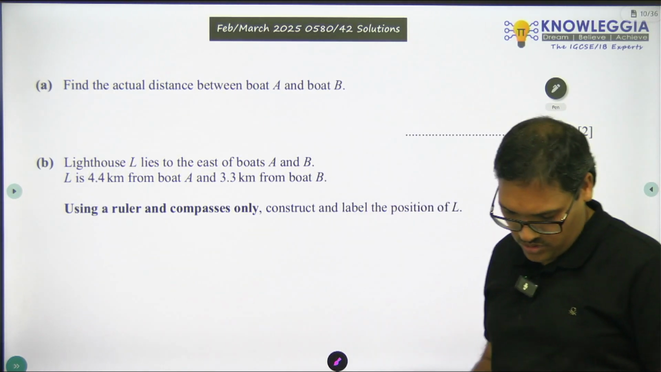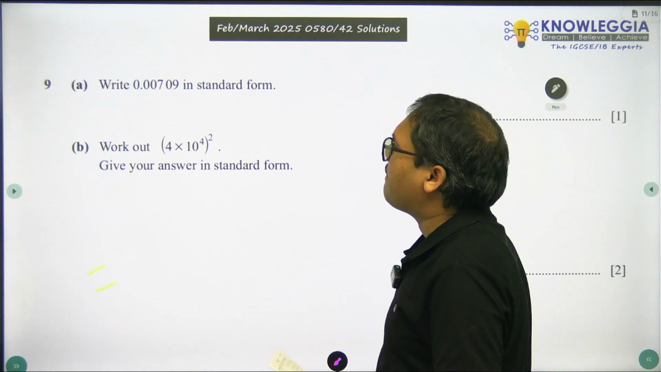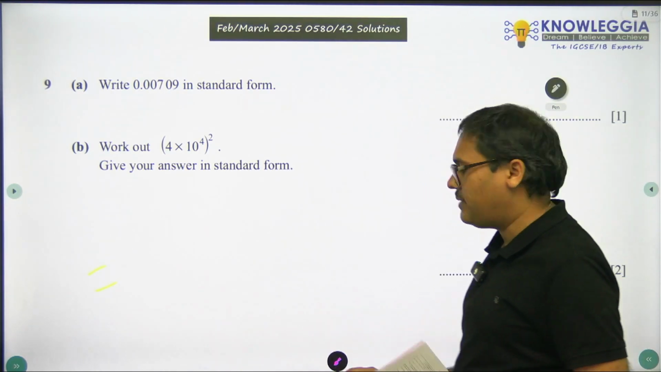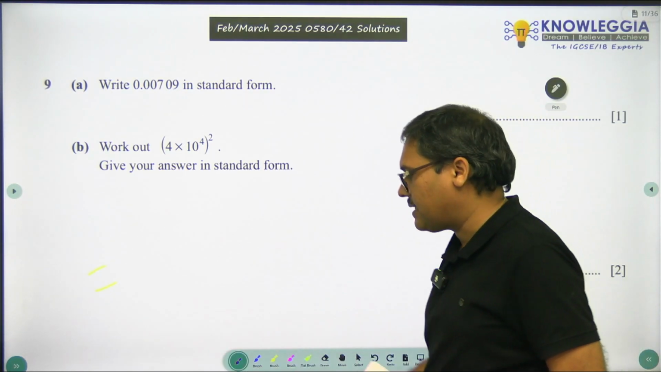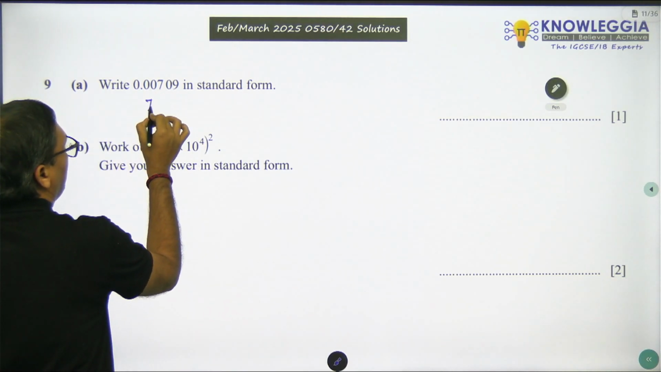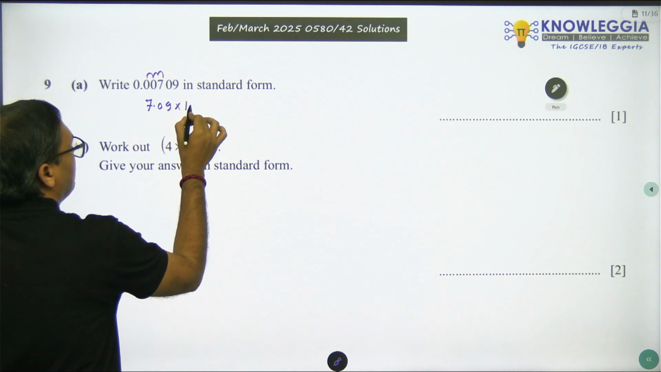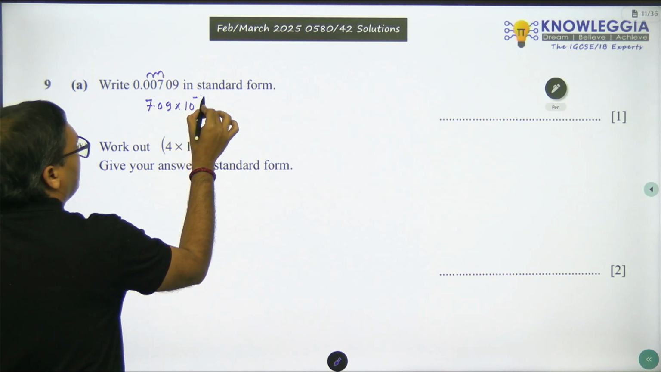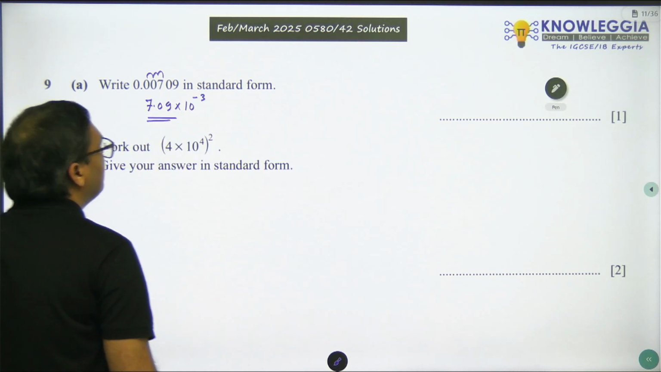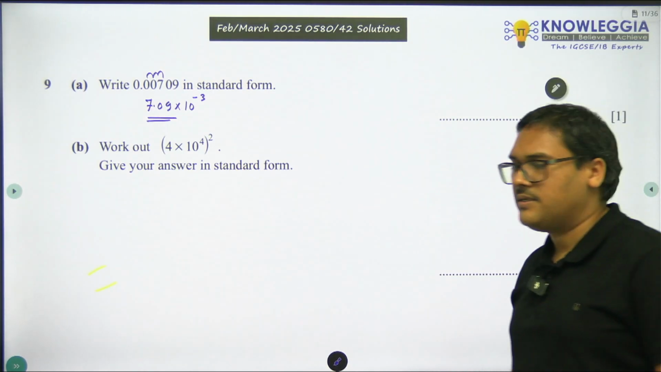All right, this is the next question. Write down the number in standard form. How to write the number in standard form? You will write this as 7.09. You will shift the decimal 1, 2, 3 places, so this is into 10 to the power minus 3. That is the answer for this.